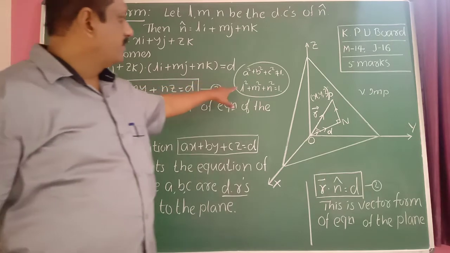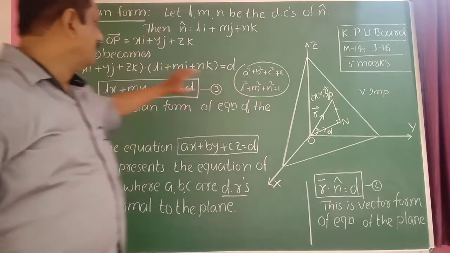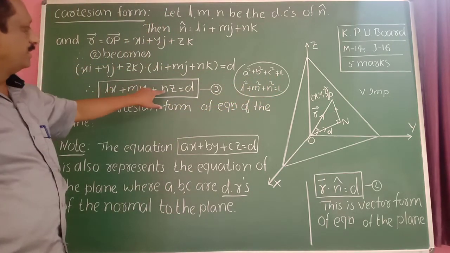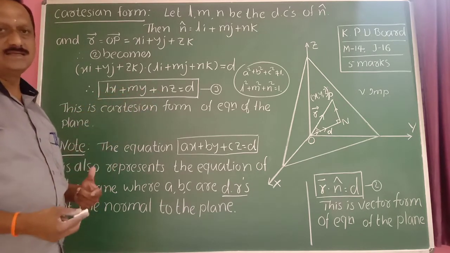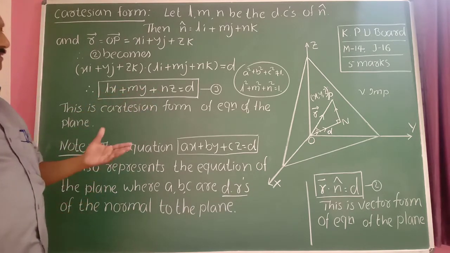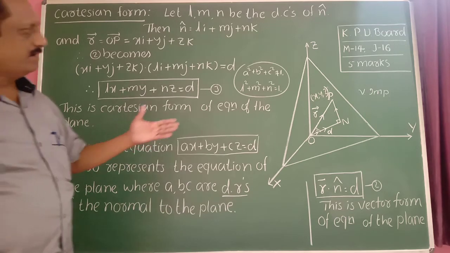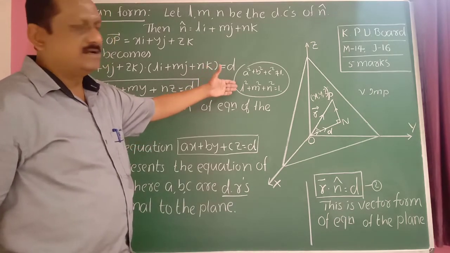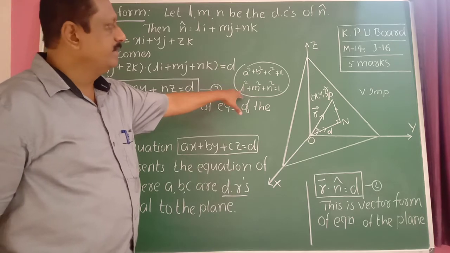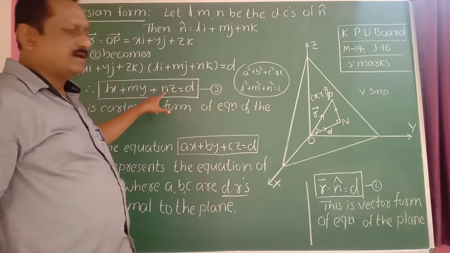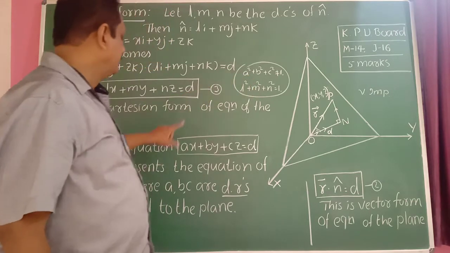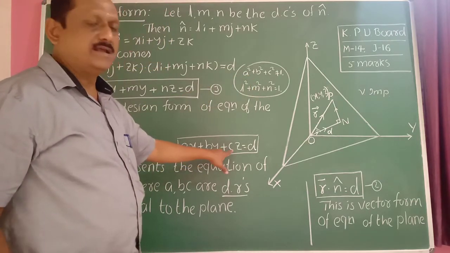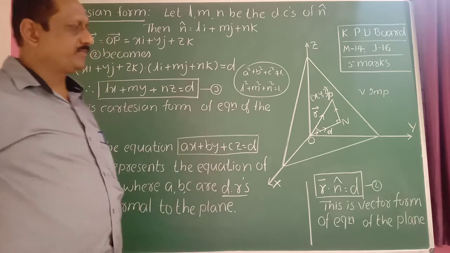If l square plus m square plus n square is equal to 1, then l, m, n, these are the coefficients of x, y, z. Those are the direction cosines. So you can verify or check using these conditions. If this condition is satisfied, then these coefficients are direction cosines. If this condition is satisfied, then these coefficients are direction ratios.